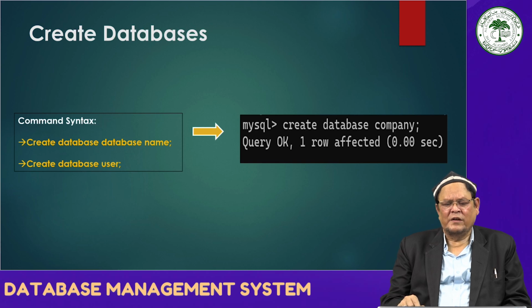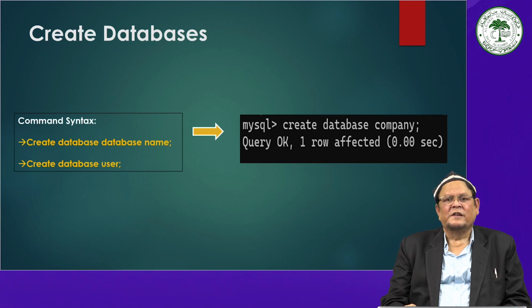So if you look at the screen, you can see create database. I have given a name of company. When you press enter, a message will display like that: query okay, one row affected. It means a database has been created with the name of company.